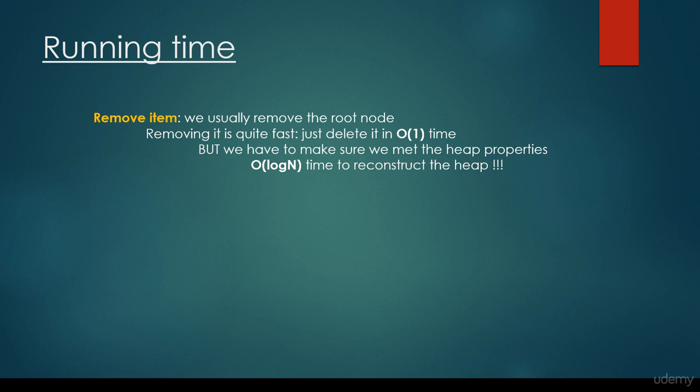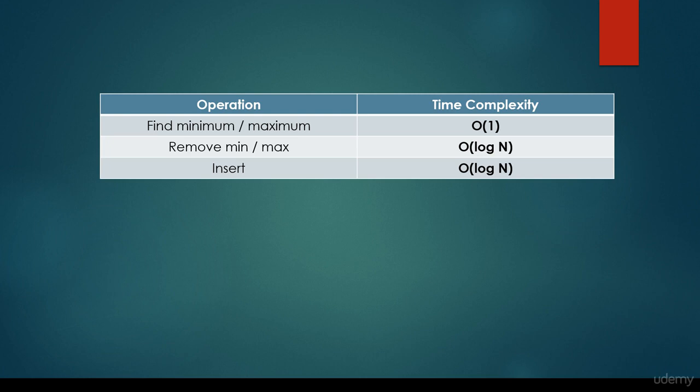What about removing an item? We usually remove the root node, so removing the root node is quite fast. We just have to delete it in O(1) constant time complexity. But of course we have to make sure that we meet the heap properties. We have to replace the deleted node with a leaf node, as we have been discussing in one of the previous lectures, and then we have to check whether the heap properties are met. And it's going to take logarithmic time complexity again in order to reconstruct the heap. So basically finding the minimum and the maximum is going to have O(1) constant time complexity, and the insertion and the remove operation is going to have logarithmic time complexity.